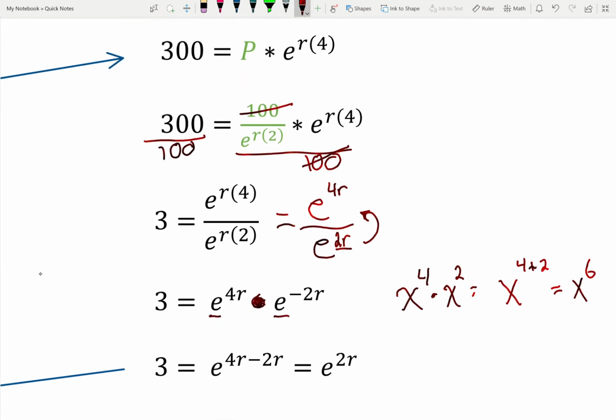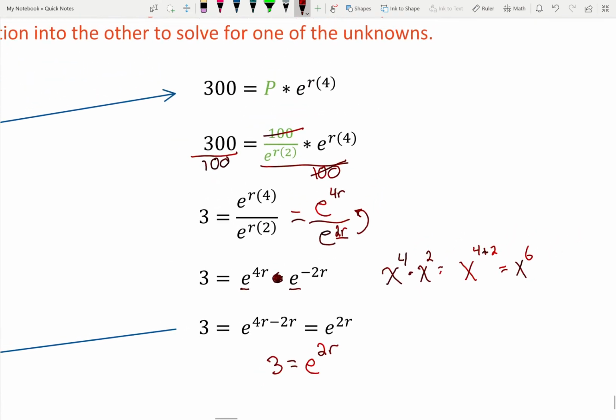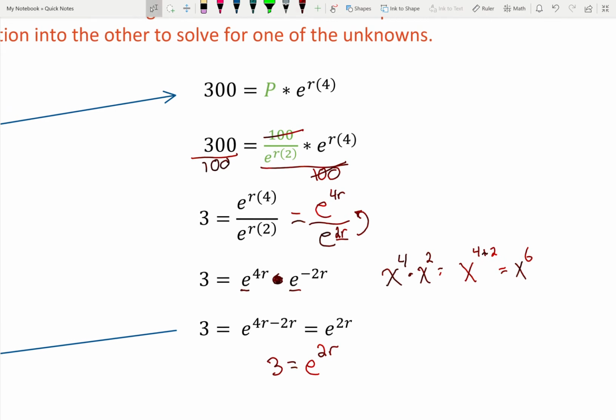So that's what I did. Because they both have the same base, instead of x they have the same base e, and they're being multiplied by each other, I can just add their exponents, which will leave me with 3 equaling e to the 2r. Okay, so this is great because now we have one equation with one unknown. And guess what? We can now solve for r.